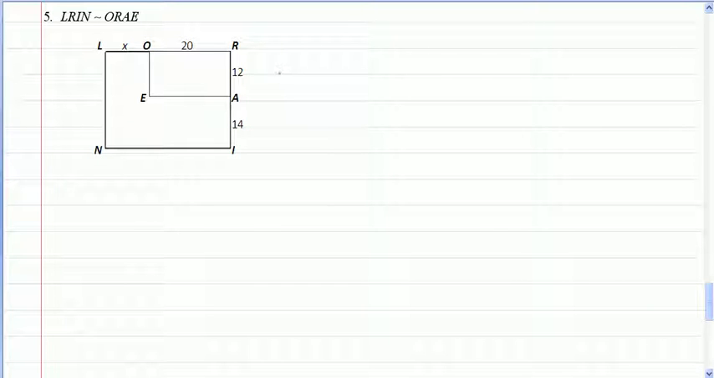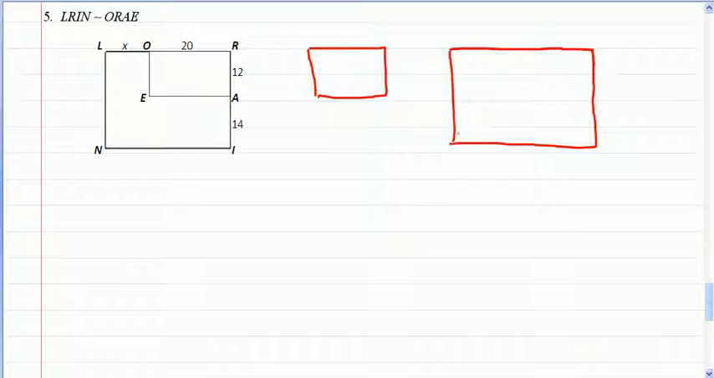And for number 5, we have LRIN, the large rectangle, is similar to ORAE, the smaller rectangle. So I'm going to redraw these two shapes so that they're not overlapping. So this is ORAE. Just be careful that you don't put the letters in the wrong place. So this is ORAE, and this one is LRIN.